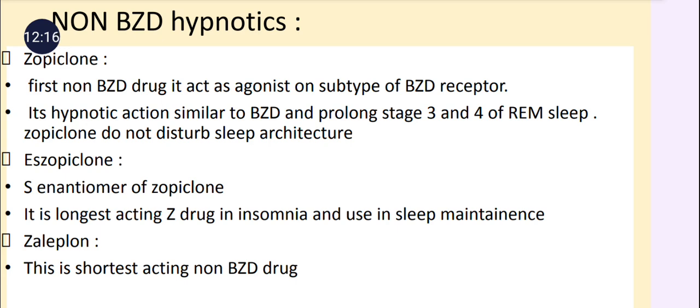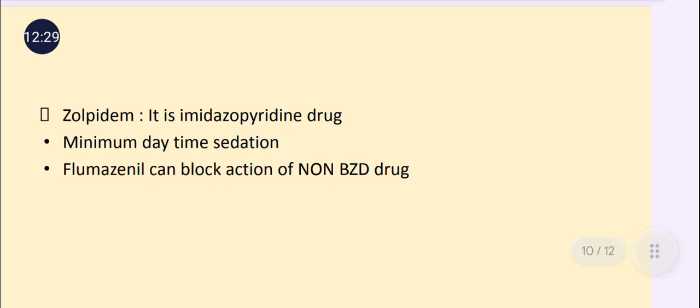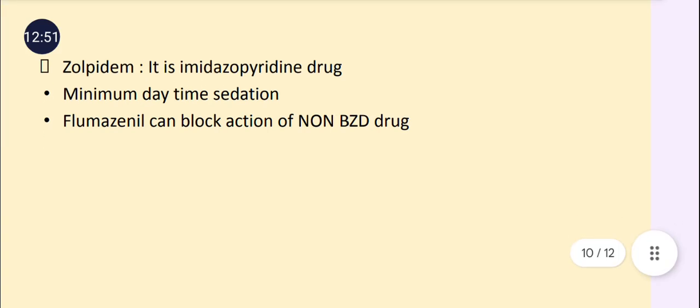S-zopiclone is a longer acting Z drug that is used to treat insomnia. Then zaleplon, it is the shortest acting non-benzodiazepine drug. And next is zolpidem. Zolpidem is with an imidazopyridine nucleus, and it causes minimum daytime sedation. And in case of poisoning with a Z drug that is used to treat insomnia, flumazenil can be used as an antidote.